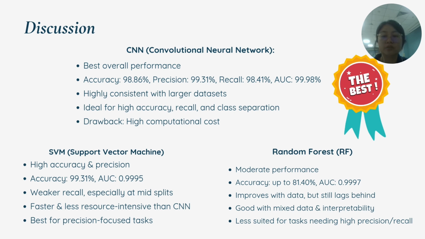Lastly, random forest shows moderate performance, with accuracy starting at 81.4% and improving with more data. It handles mixed data types well and is easier to interpret. That said, it still lags behind CNN and SVM, especially in precision and recall, so it's less suitable for tasks that require high classification performance.